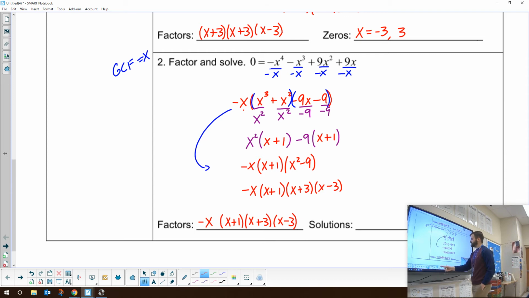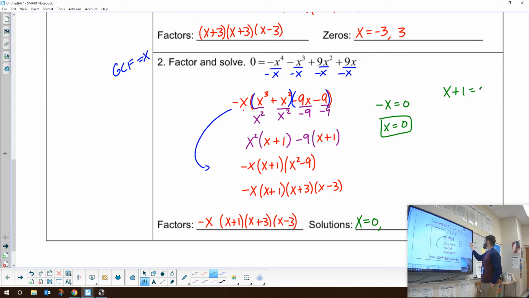But what does that mean my solutions are? Well, my solutions are if we take each factor and set each factor equal to 0. So if I go negative x equals 0, hey, x equals 0. So there's a solution, x equals 0. If I take x plus 1, that means x equals negative 1. And if I set x plus 3 equals 0, that means x equals negative 3.